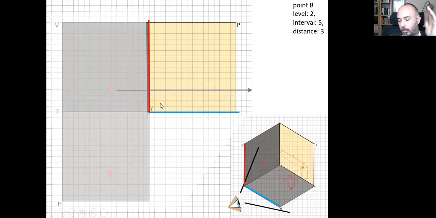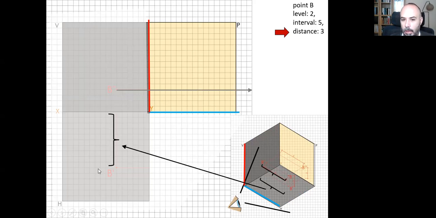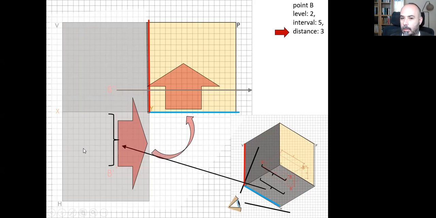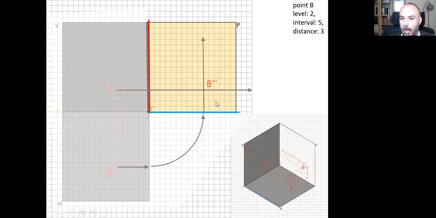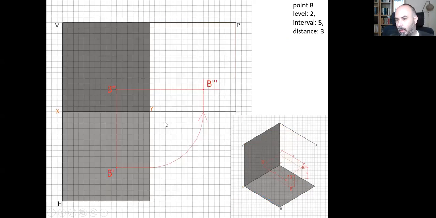In order to indicate the exact position, I just need one more length. It is the distance here, which is already on my drawing. It was here. I just need to transport this length up here. So by using thin gray lines, with my compass, I am just carrying this. And here is my B triple prime, located right here. I just need to name it. And that's all. I finished my drawing. This is the representation of point B on the epure of Monge.